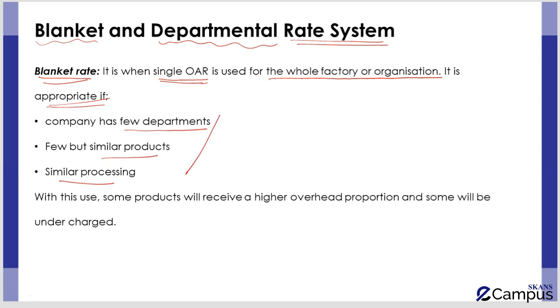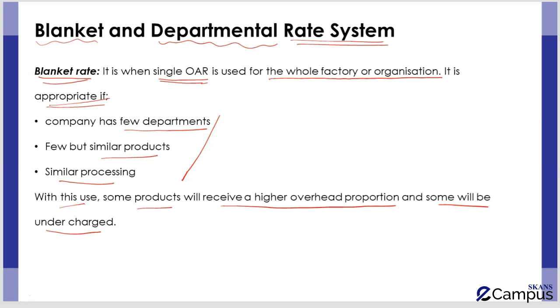Only in such situations can we use the blanket rate system. With this use, some products will receive a higher overhead proportion and some will be undercharged, because it is not necessary that the base we used to calculate the OAR is suitable for all departments in the organization. Let's suppose we have calculated the OAR on the basis of machine hours. It is not necessary that every department's work is dependent on machine hours.